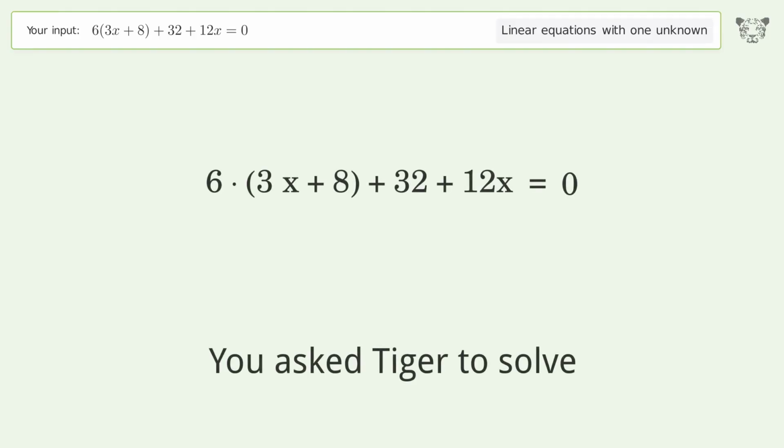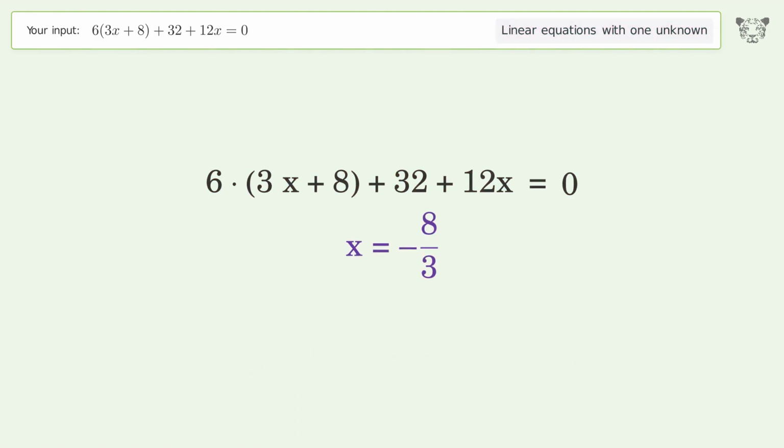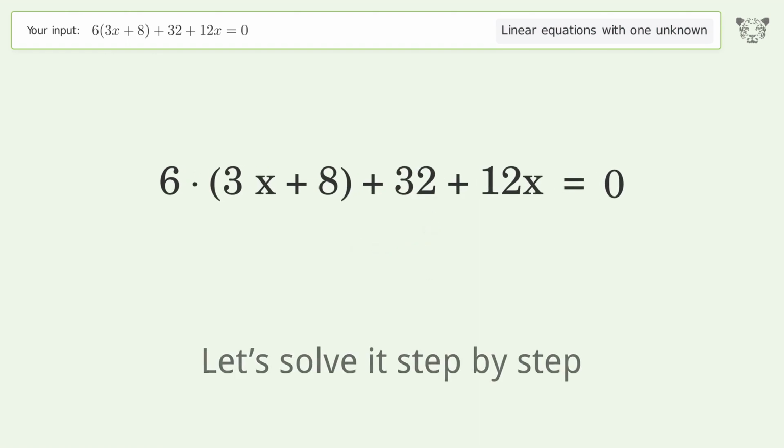You ask Tiger to solve. This deals with linear equations with one unknown. The final result is x equals -8/3. Let's solve it step by step.